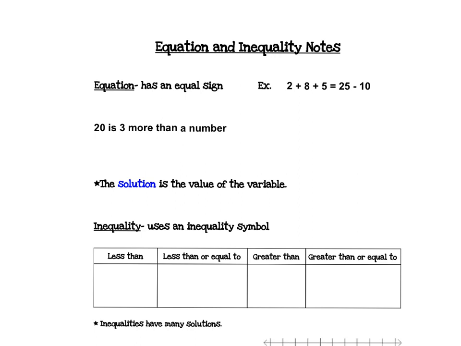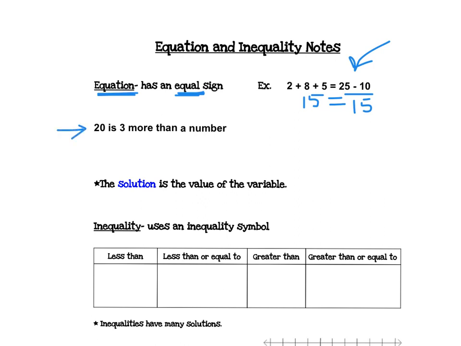An equation is a mathematical sentence that contains an equal sign. You can hear the word equal in equation. When things are equal, that just means that they have the same value. So here I have an example of an equation. 2 plus 8 plus 5 has a value of 15, and 25 minus 10 also has a value of 15. So both sides of that equal sign have the same value, which means it is a true equation. An equation must have an equal sign.